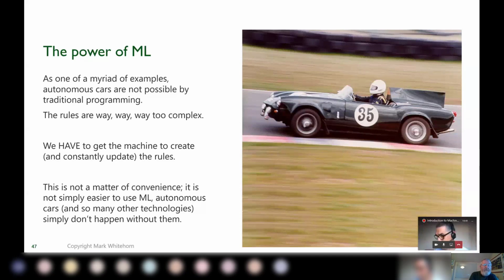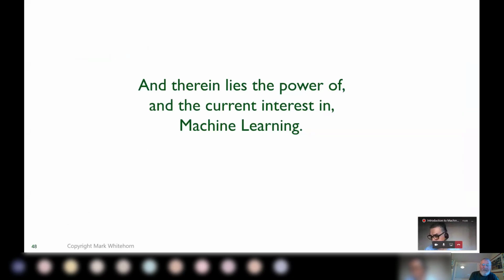So there's a lot of things like, I can hear thunder rumbling away again. So autonomous cars and many other technologies simply don't happen without machine learning. It's not making stuff slightly better. It's making stuff possible that is totally impossible in any other way. And just because I've used simple examples all the way through this, I don't want you to think there is some hidden complexity I'm not showing you.